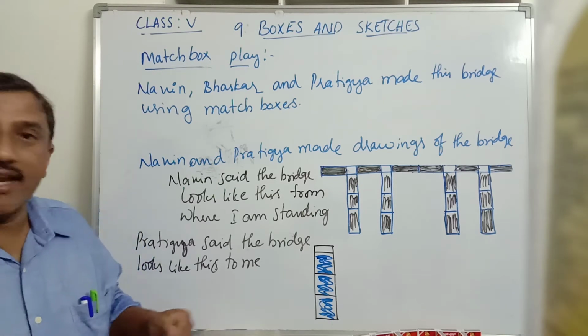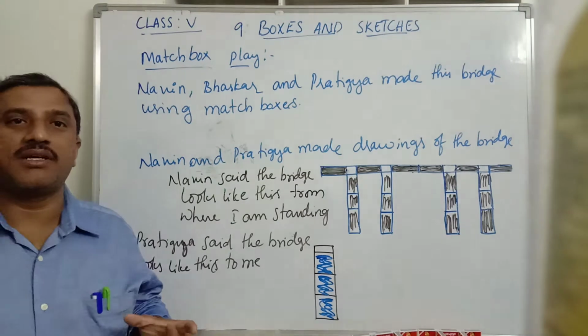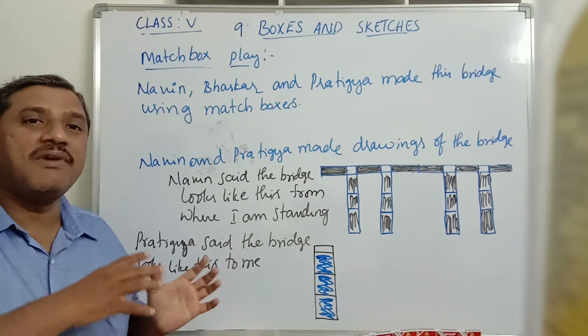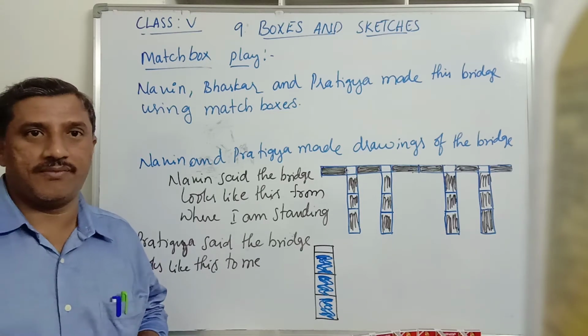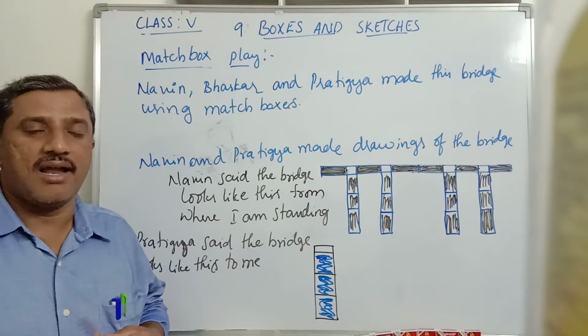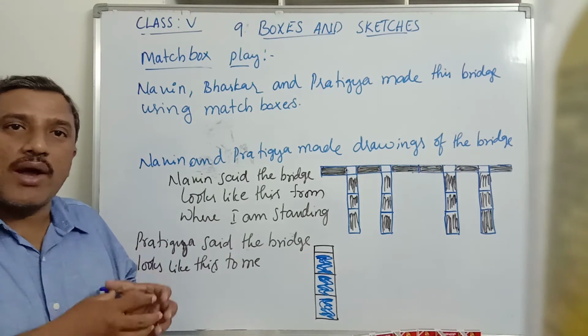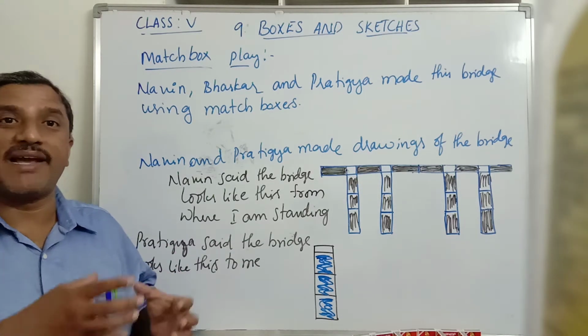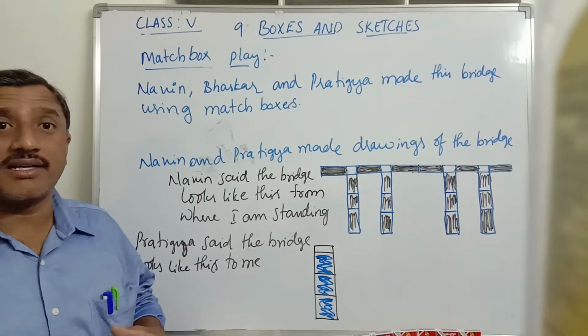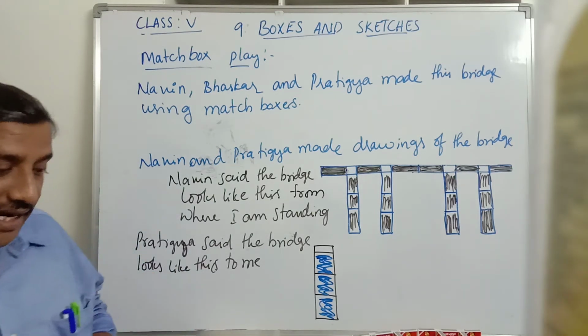And in the last class we discussed drawing a cube, a simple way to draw a cube. How we can draw a cube in a simple manner, that is by drawing two squares and joining the corners of those squares, we will get a cube.